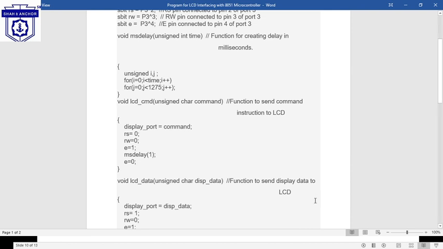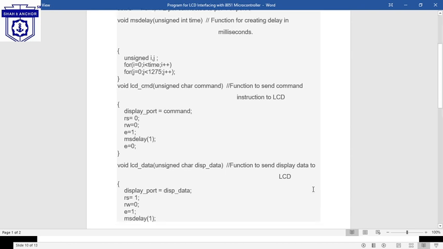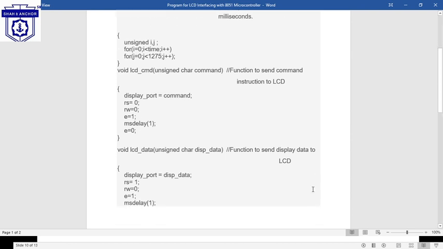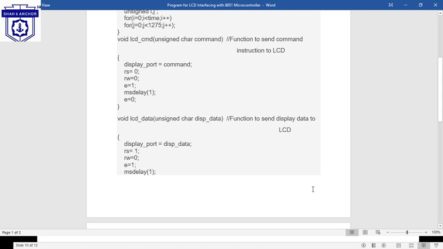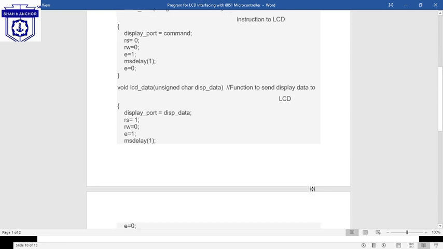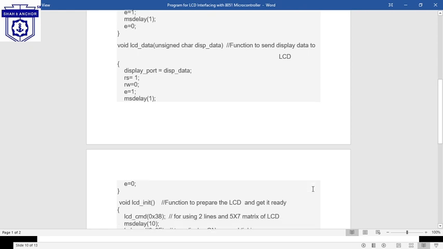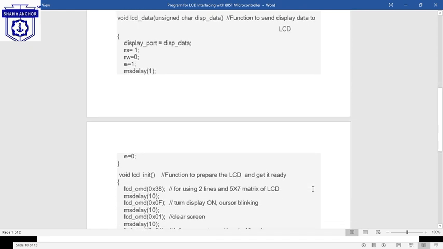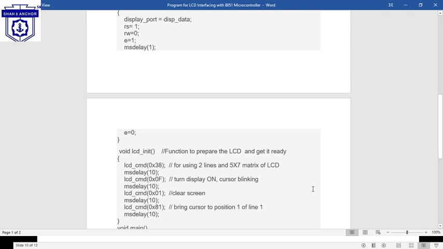That is a function to send the command instructions to the LCD. So display port equal to command, RS equal to 0, RW equal to 0 and E equal to 1. Then msdelay, we are passing 1, and then E equal to 0. The next, void LCD_data, unsigned char display data. It's a function to send the display data to the LCD. So display port equal to display data, RS equal to 1, RW equal to 0, E equal to 1 and msdelay function with 1, and then E equal to 0.